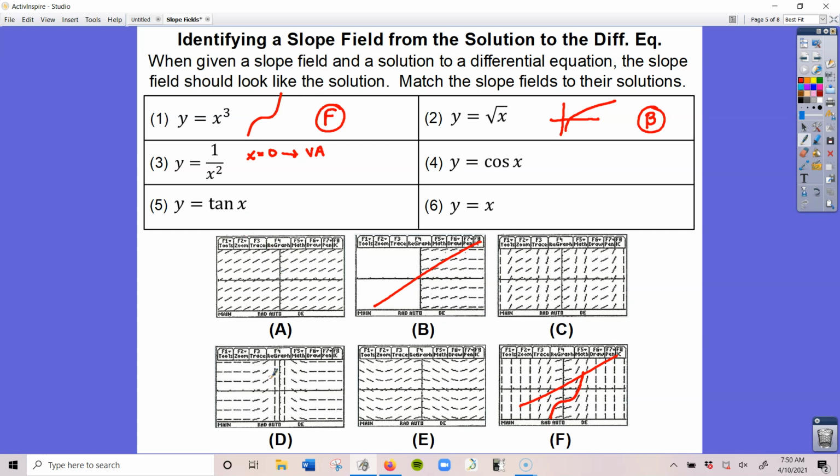So I look here at where my x is equal to 0, and I see in D that there are no tick marks. So that must mean that this is the vertical asymptote. So this would be D.